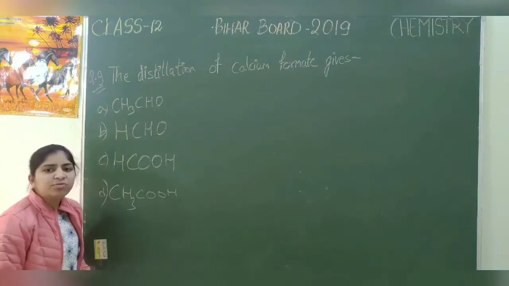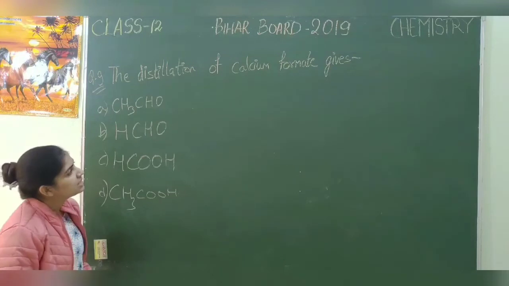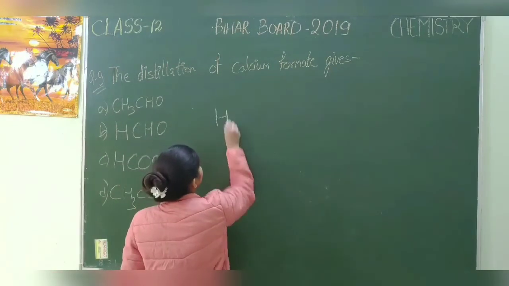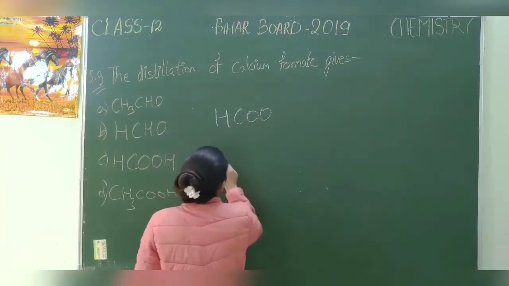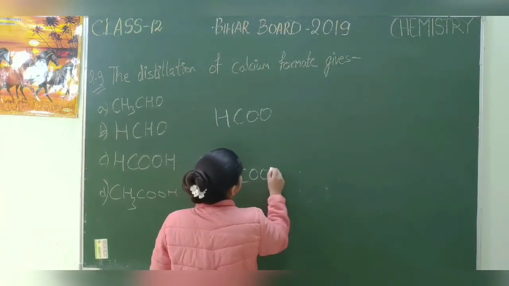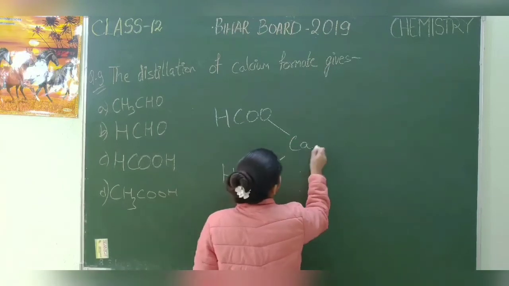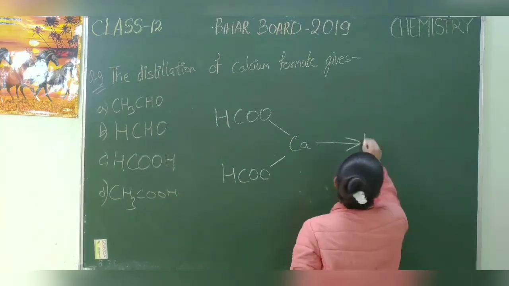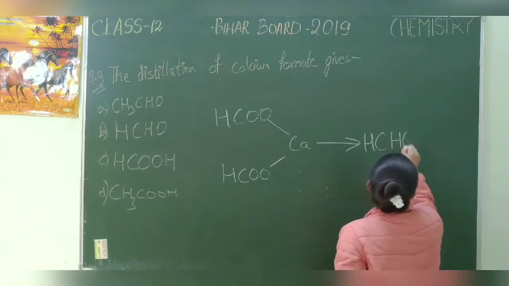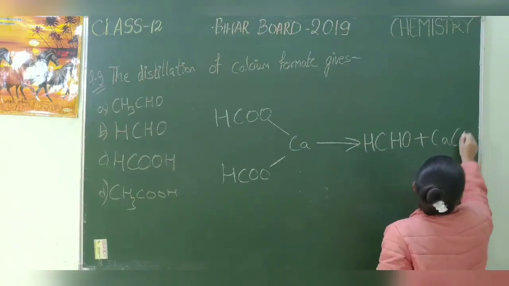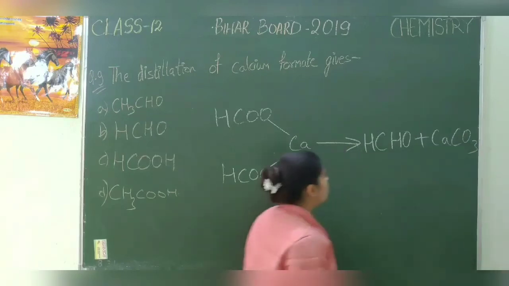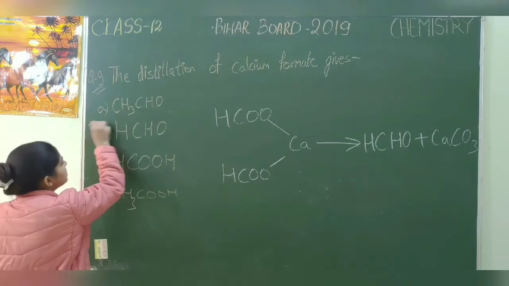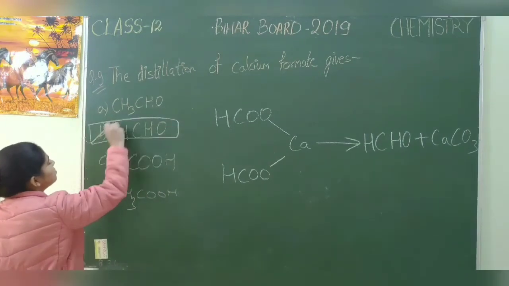Now come to next question, that is the distillation of calcium formate gives. Calcium formate is (HCOO)2Ca. The distillation of calcium formate gives HCHO and CaCO3. Okay, so we get HCHO as an answer and option B is our answer.